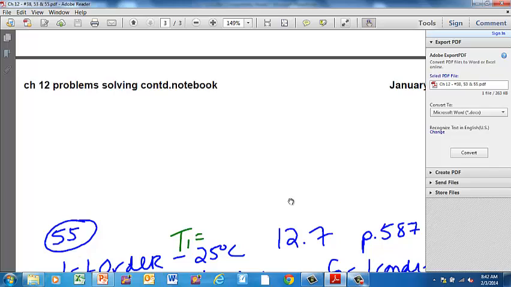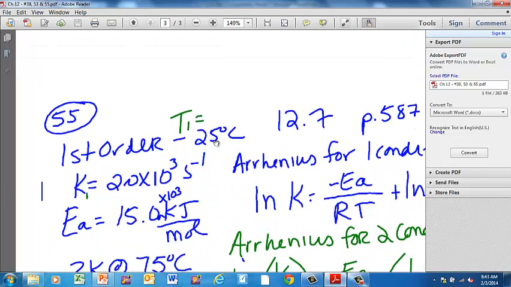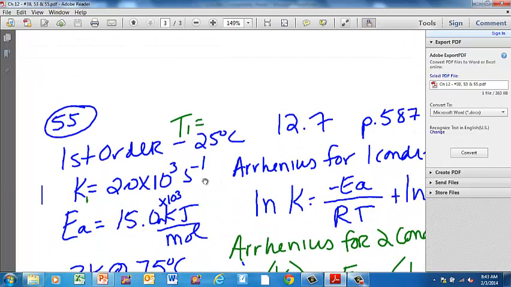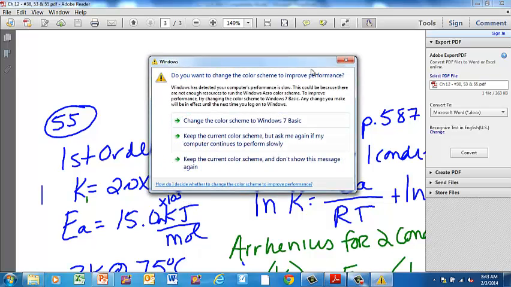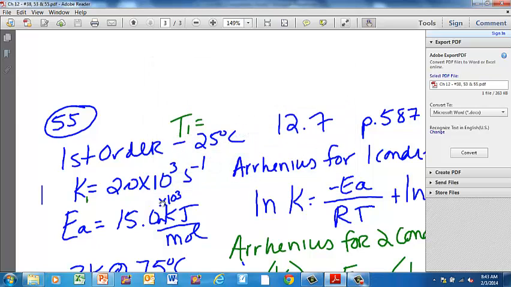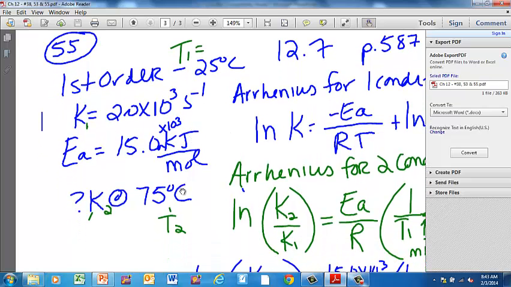Now for 55, it says at 25 degrees Celsius, the first order rate constant for a reaction is 2.0 times 10 to the third 1 over seconds. Again, first order, just as a reminder, the unit here is 1 over your time value. It gives us the activation energy: 15.0 kilojoules per mole. If you want to go to joules, put the times 10 to the third up there to go right to joules. We want to know what is the value of the rate constant at 75 degrees Celsius.